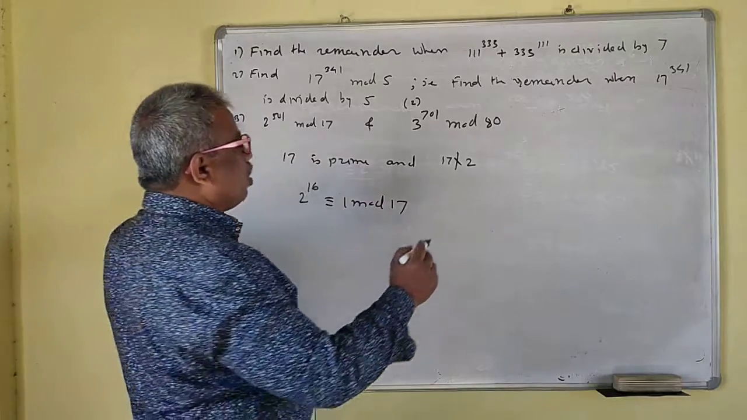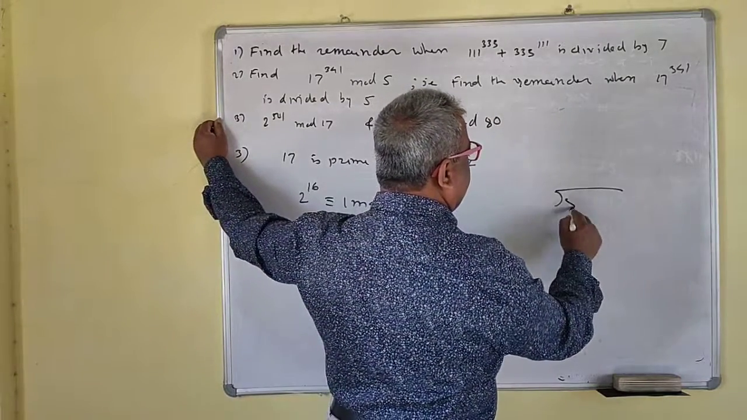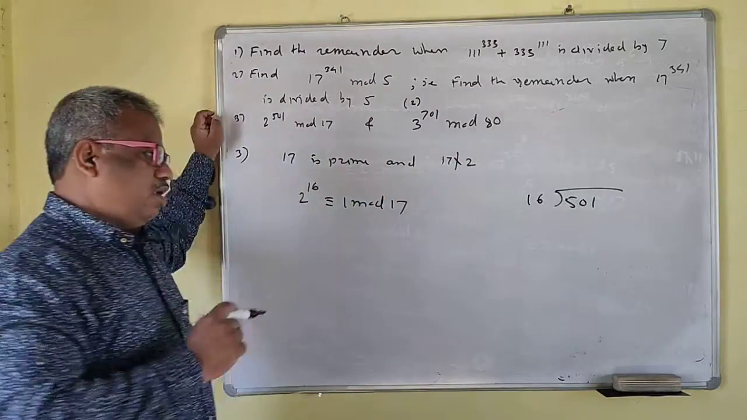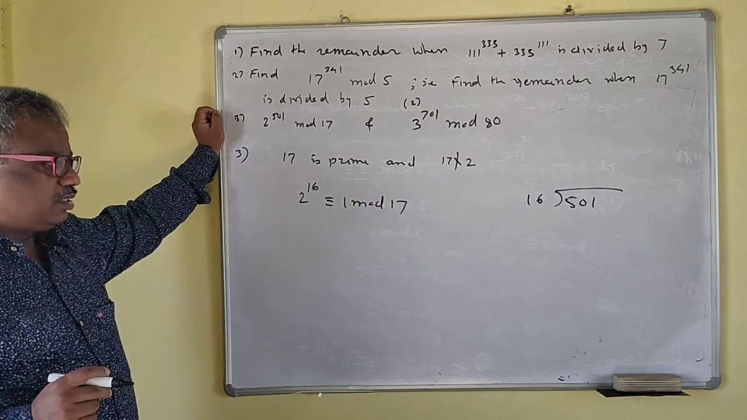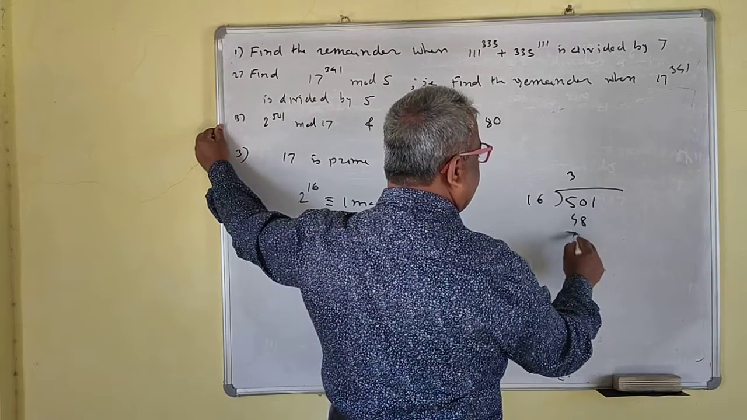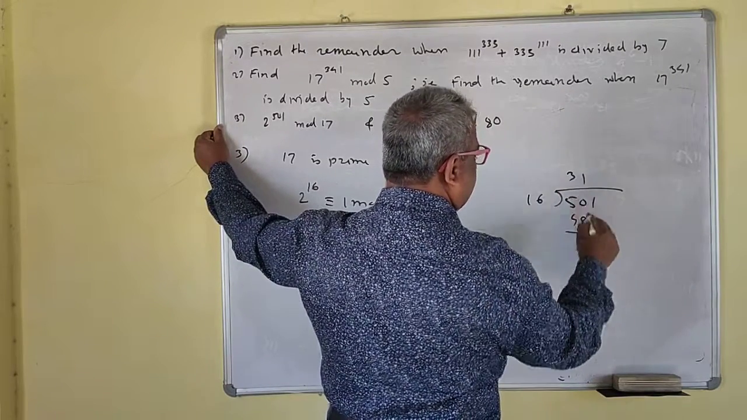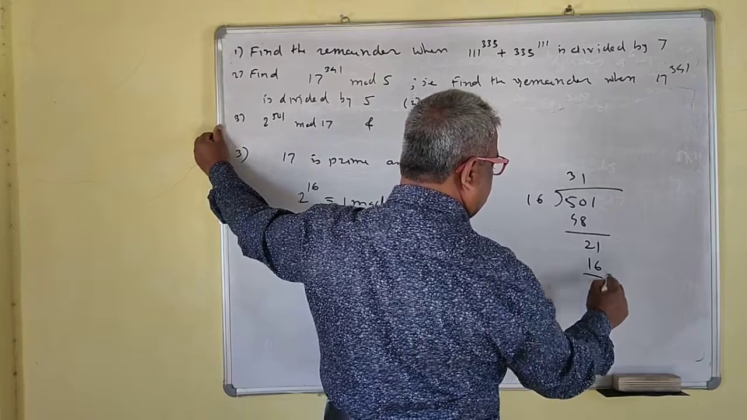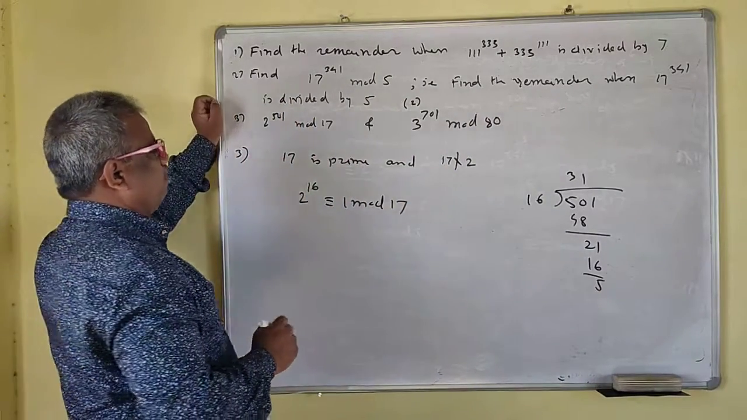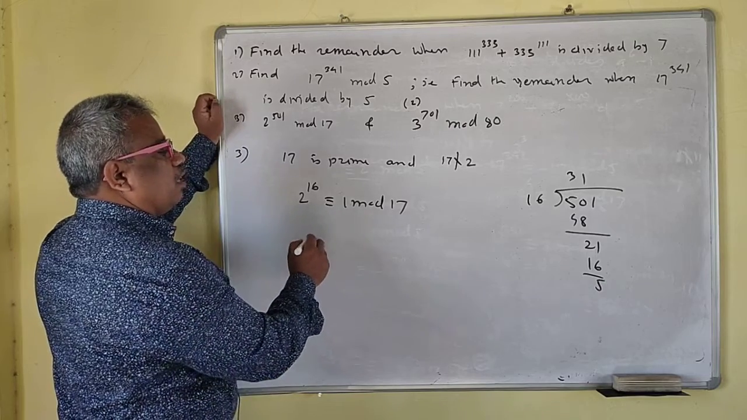Now what you have to do is divide 501 by 16. So this is 3, 48, then 21, 16, so this is 5. We are not bothered about 5, so we will see later on what the power 5 is.